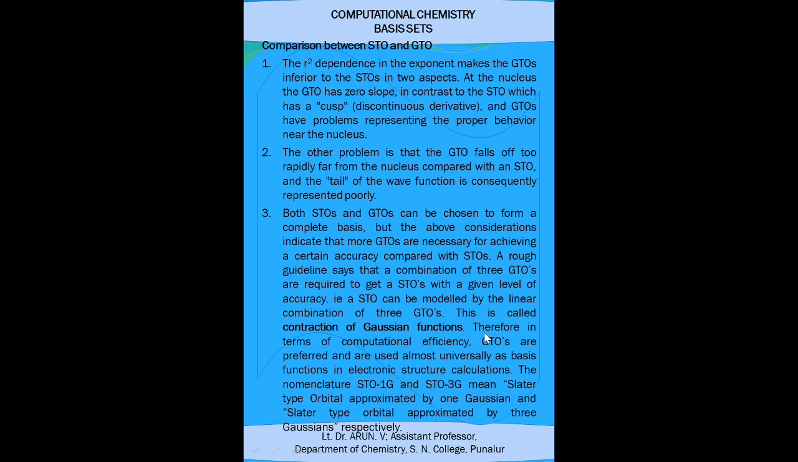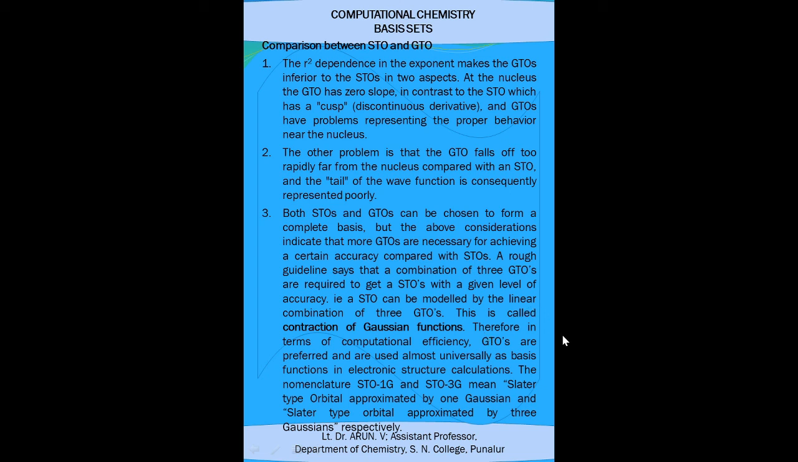Another point is that both Slater type orbitals and Gaussian type orbitals can be chosen to form a complete basis, but the above considerations indicate that more Gaussian type orbitals are necessary for achieving a certain level of accuracy compared with Slater type orbitals. A rough guideline says that a combination of three Gaussian type orbitals is required to get a Slater type orbital with a given level of accuracy. That is, a Slater type orbital can be modeled by a linear combination of three Gaussian type orbitals. This is called contraction of Gaussian functions.